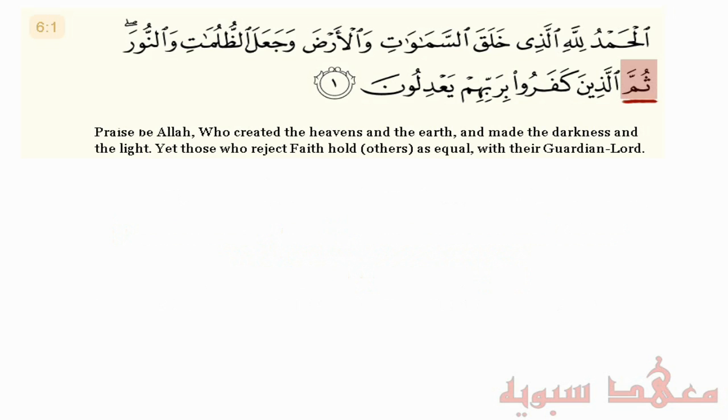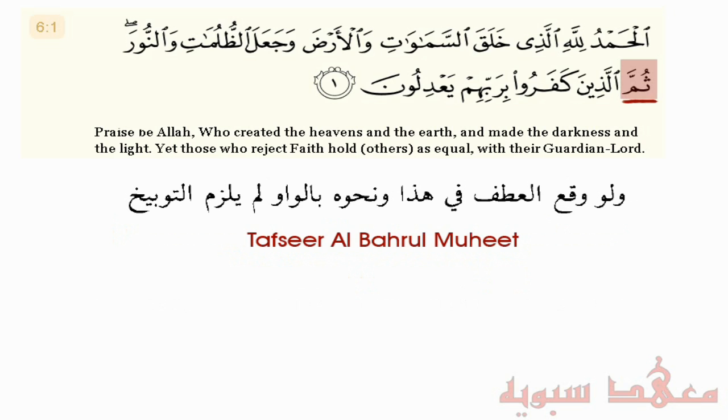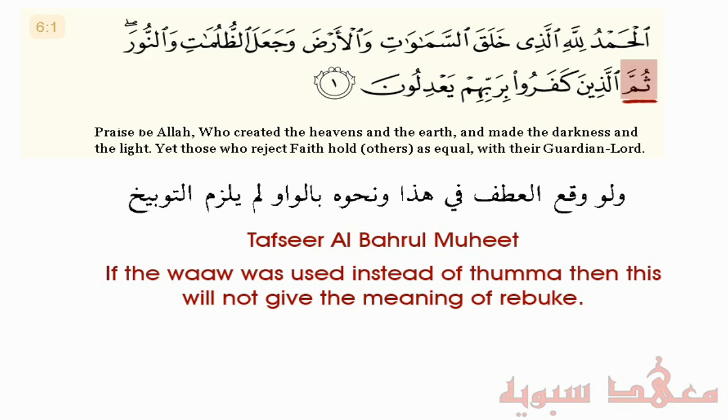Now what I'm going to show you here is from a Tafseer called Bahrul Muheet. So what I'm going to do is I'm going to quote the Arabic. This is the quote in the Tafseer, and that's the translation of it. So I'll just read the translation for the moment. It says, if the waw was used instead of Thumma, then this will not give the meaning of rebuke. So what waw does, it just joins between the two sentences above.